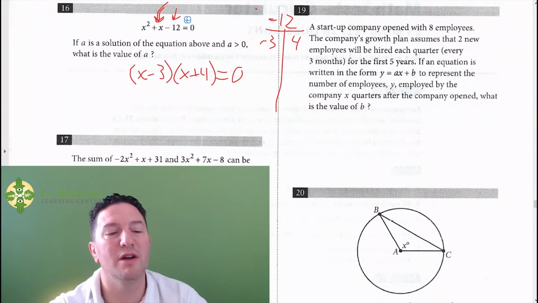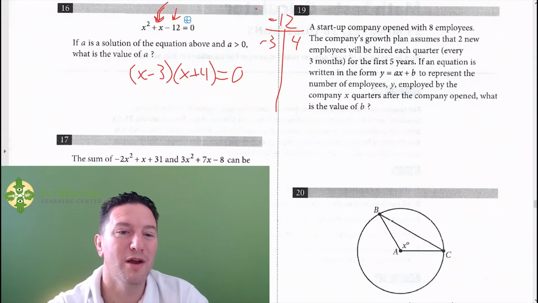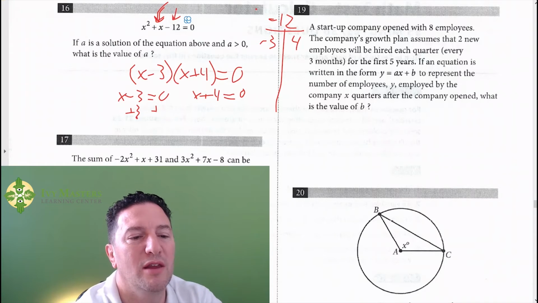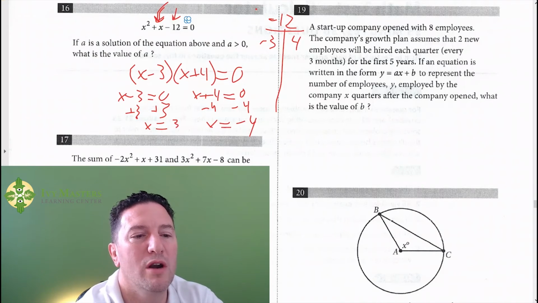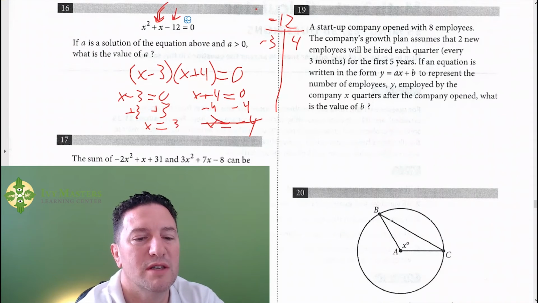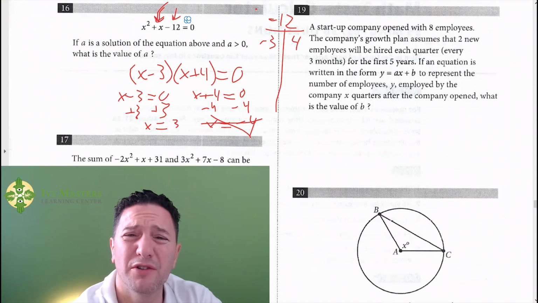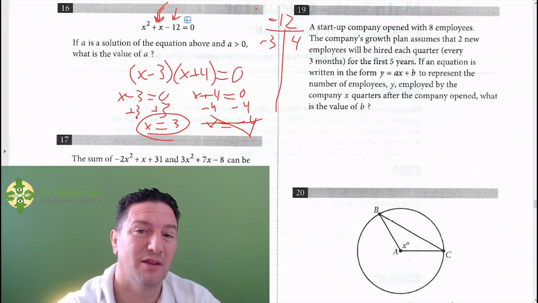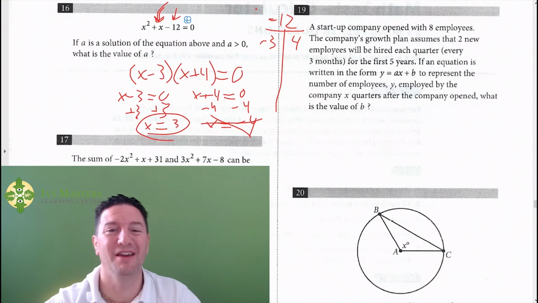One common mistake here is to say that a equals 4. But remember your last step here. x minus 3 equals 0, x plus 4 equals 0. And then really what you're doing is you're adding 3 to both sides, x equals 3, and you're subtracting 4 from both sides, and x equals negative 4. Now it says that your solution is greater than 0, so it's not going to be negative 4. Notice it also calls your solution a instead of calling it x, but 3 is your solution, so 3 is your a.